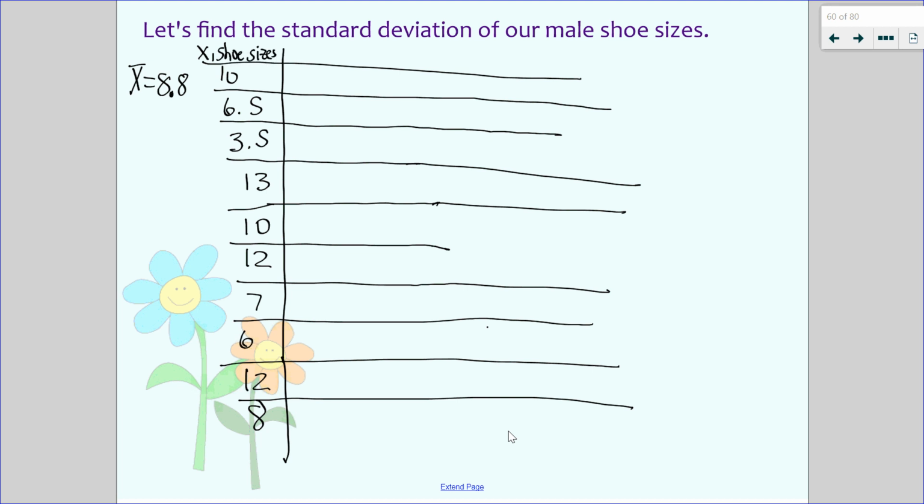Okay, next column is X minus X bar. So you are going to take every value and subtract it from 8.8. So this is where, how far we're deviating from the mean, standard deviation. So you do 10 minus 8.8. Some of these will be negative, and that's okay.